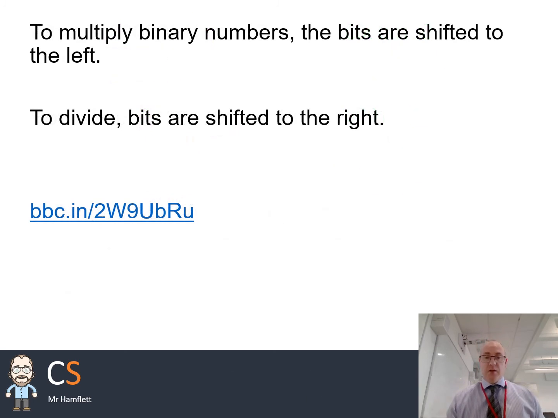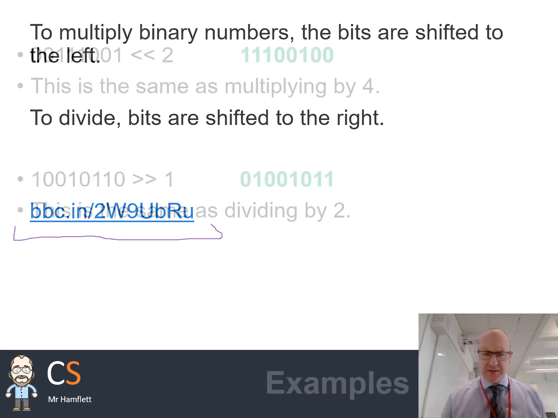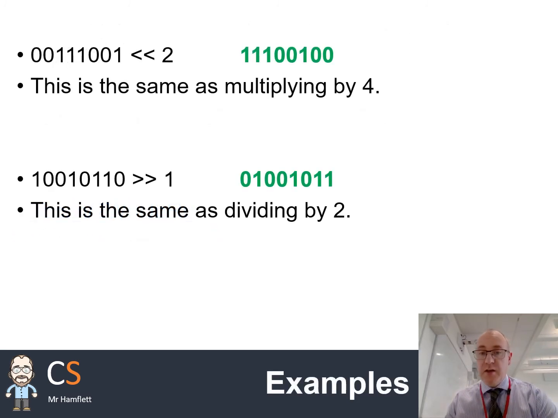So to multiply numbers, the bits are shifted to the left. To divide numbers, we shift them to the right. Okay, and there's a great BBC website to have a go at. And again, I'll link this in the descriptions and in my OneNote if you want to have a look at it. So let's have a look at these ones.